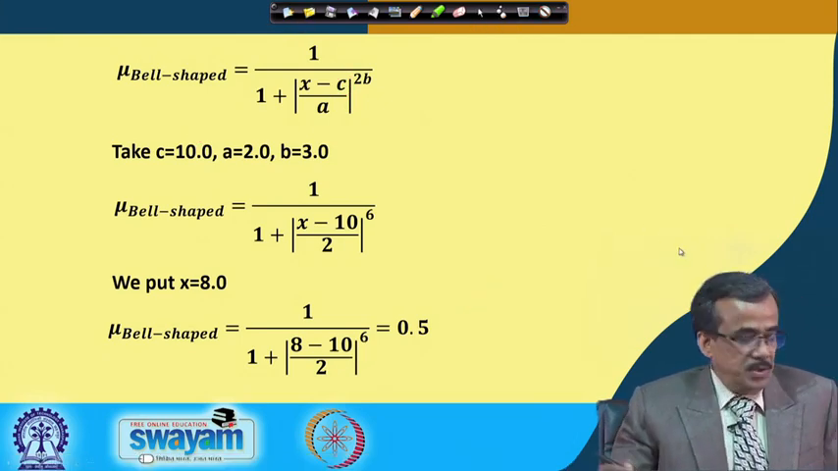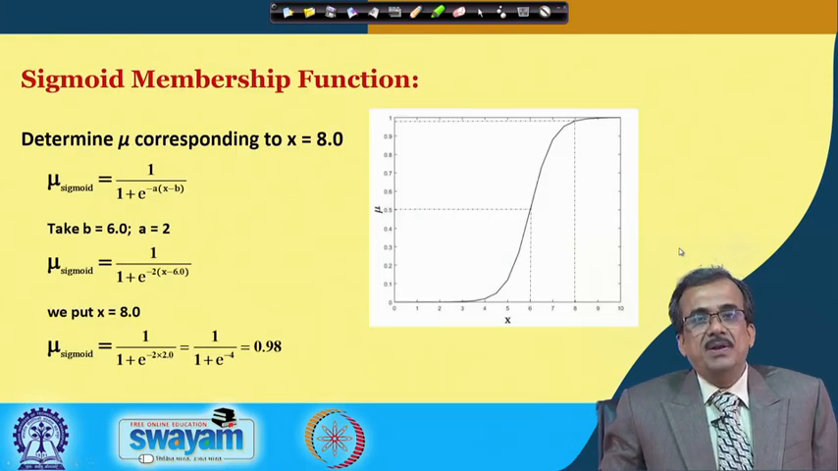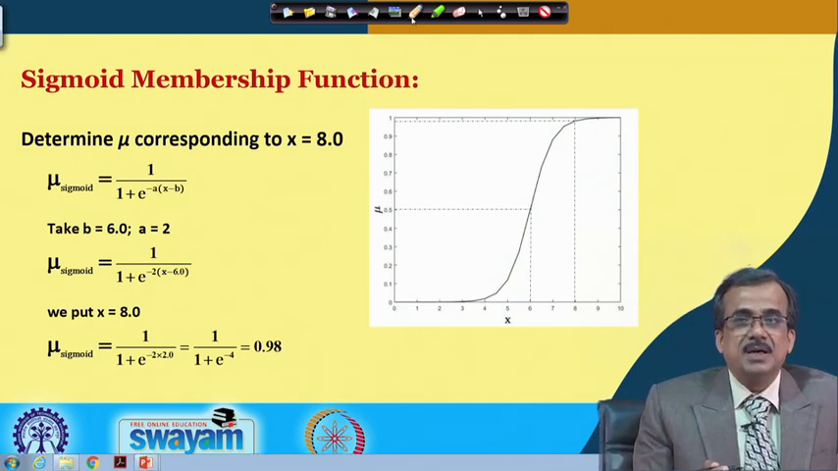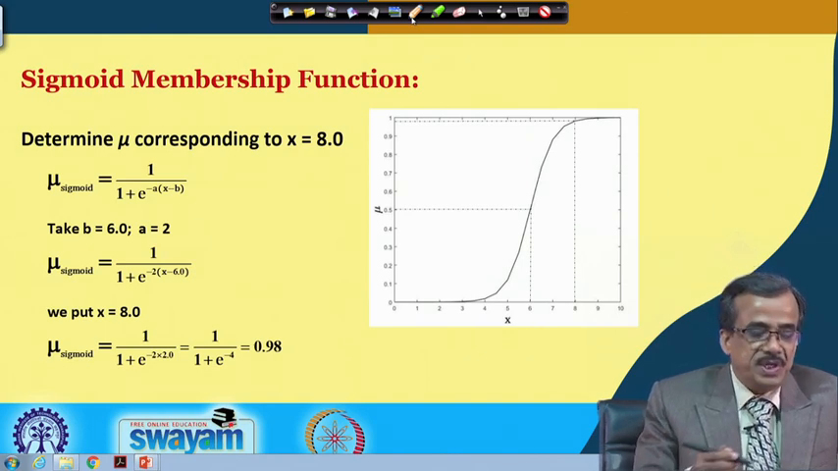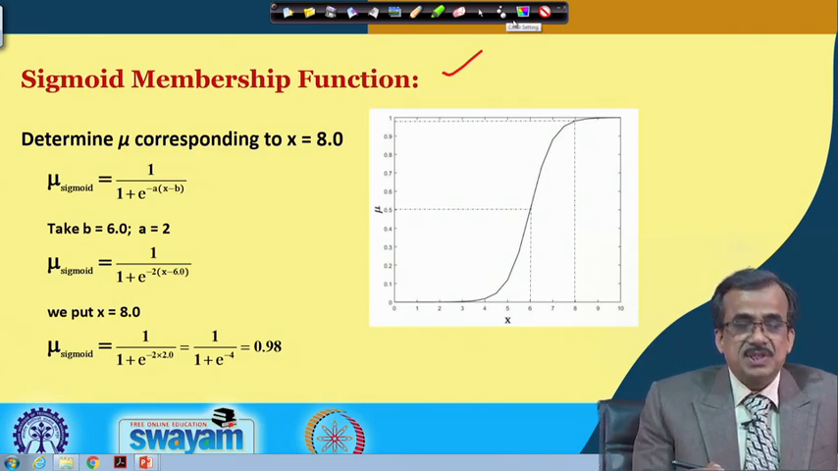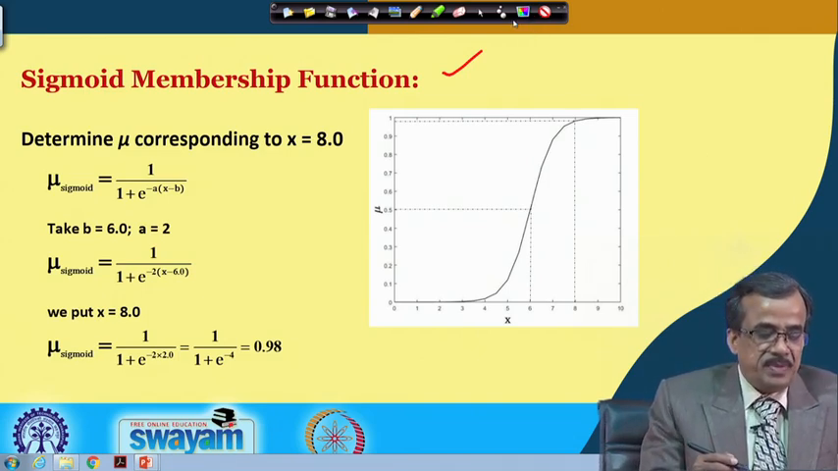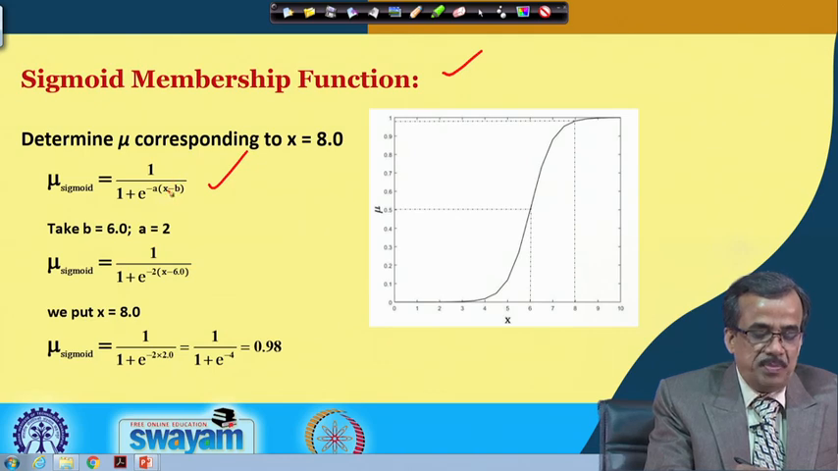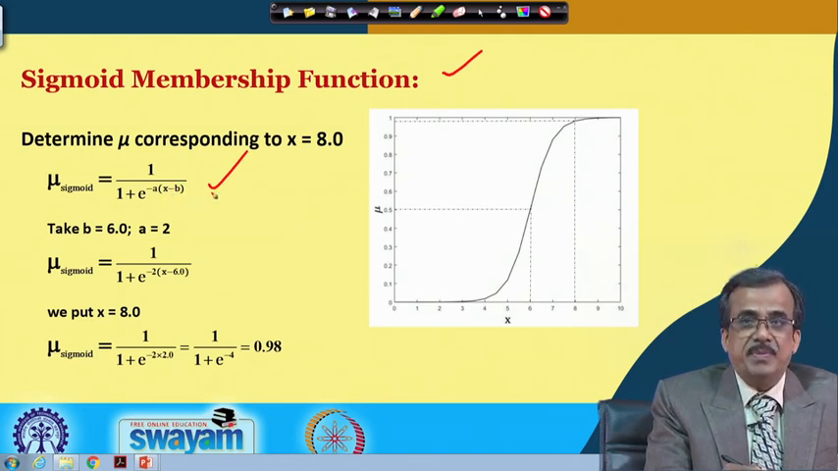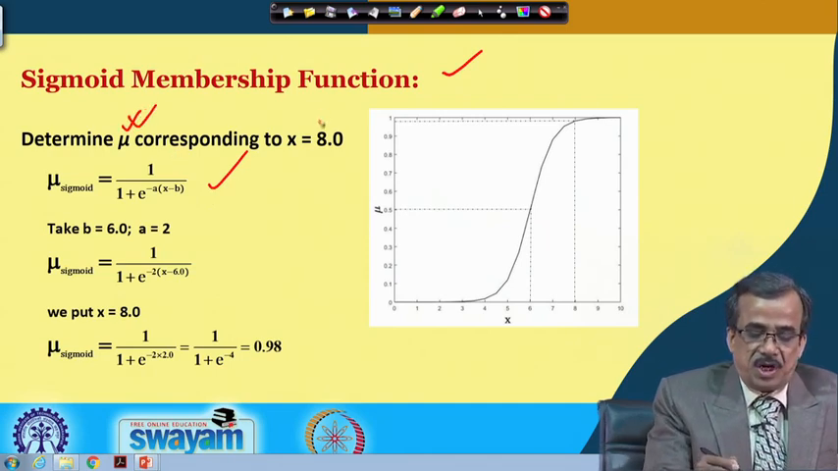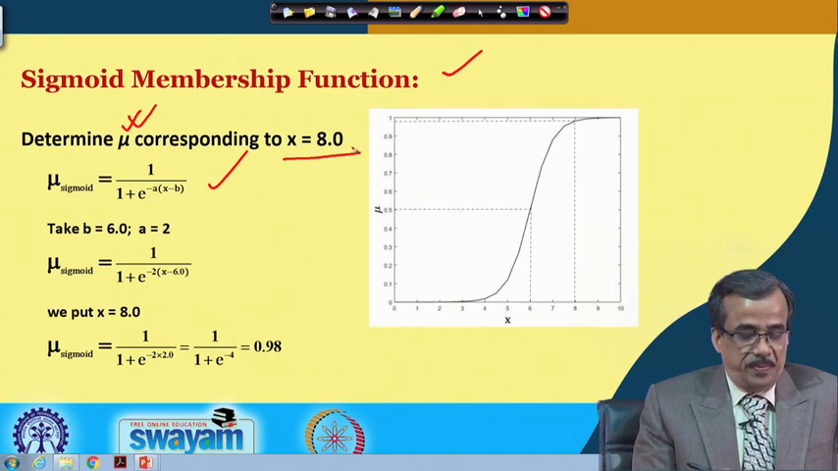Now, this is the way we should be able to find out the value for the membership function distribution. Now, I am just going to concentrate on another very popular membership function distribution, that is known as the sigmoid membership function distribution. This is mathematically expressed as follows. So, mu sigmoid is nothing but 1 divided by 1 plus e raised to the power minus a into x minus b. Now, our aim is to determine the value for this mu corresponding to x equals 8.0.